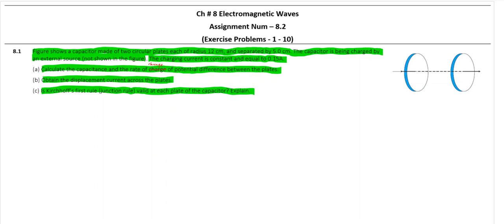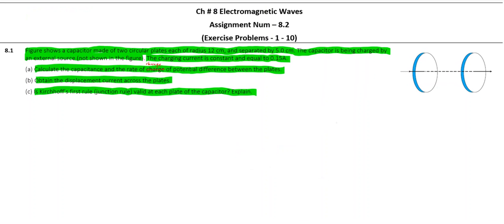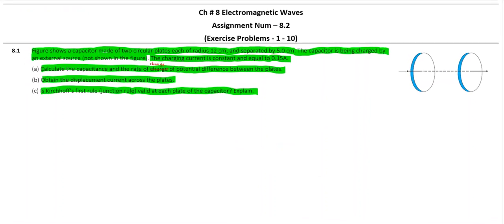point. Now we know that Kirchhoff's first rule says that at a junction, the current coming in and the current going out should be equal, both should be the same. So let us see if it is applicable here. But for now, let us start with the first question.